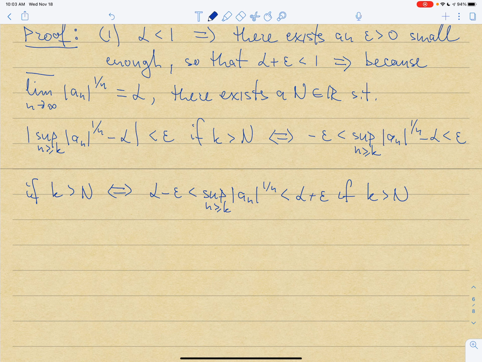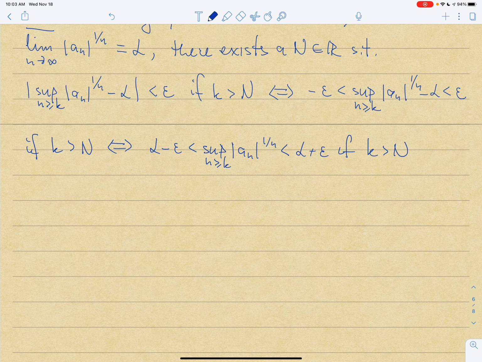Now, if this is true for any k bigger than capital N, then in particular if I make n bigger than capital N, it will still be true. So therefore, if I set k to be the first number bigger than capital N, that would be capital N plus 1, actually, supremum over n greater or equal than capital N plus 1 of the absolute value of an to the power 1 over n is less than alpha plus epsilon.